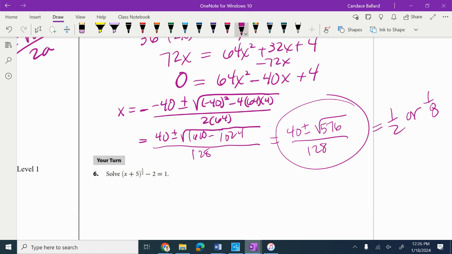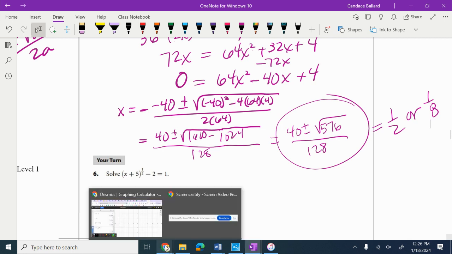That's a pretty ugly one. I would not put one that nasty on a test, but it's good for you to know and see how to do the hard ones sometimes. Good review of quadratic formula.